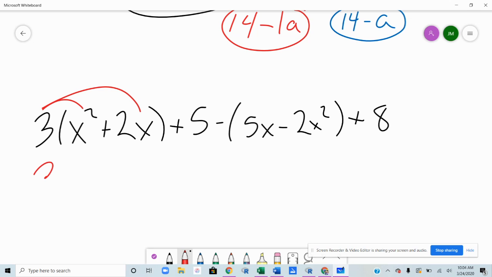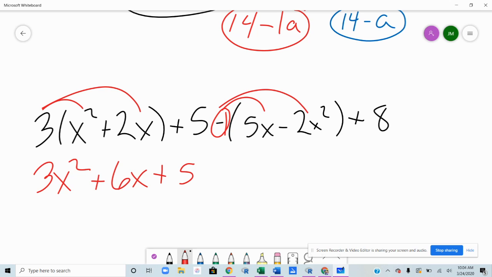So 3 times x squared is 3x squared, and 3 times 2x is 6x, plus 5, nothing to do with that. Now there is this minus sign we need to distribute, and we need to remember that there's like a -1 there. That's what you're going to distribute. So that gives you -1 times 5x is -5x. -1 times -2x squared is positive 2x squared. And then you've got your plus 8 to just bring down.